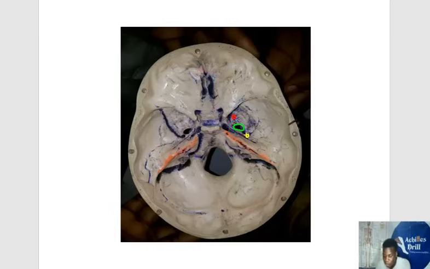Okay, and then most medial, let me use pink, most medial is this foramen lacerum. The foramen lacerum is the most medial, and in a real skull usually that place is occluded. Okay, it's occluded, but in a dry skull you still see the foramen persisting there. But I want you to take note of the one in red, the foramen rotundum, and then the one in green, foramen ovale, and then the one in yellow called the foramen spinosum.